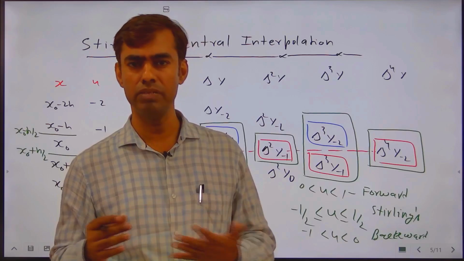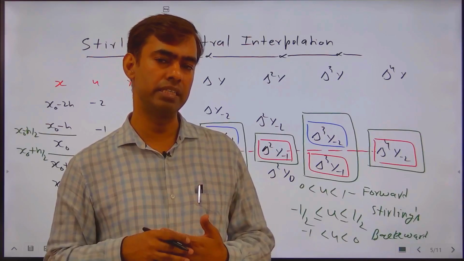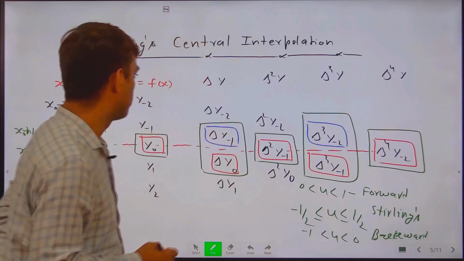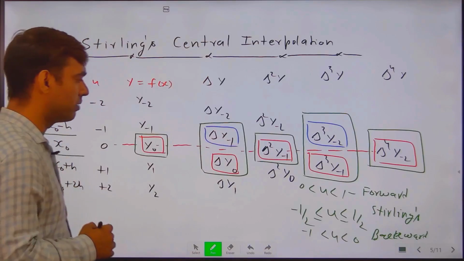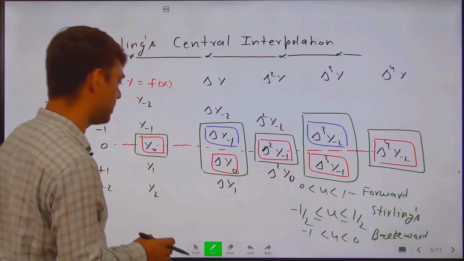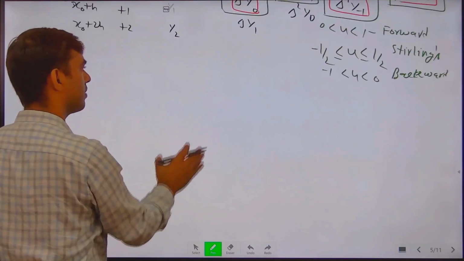Or in other words, we say that we are able to find a more accurate result if we use the Stirling formula. So, what is this? This is the Stirling formula. What is the Stirling formula? Just here we are going to write the Stirling formula.